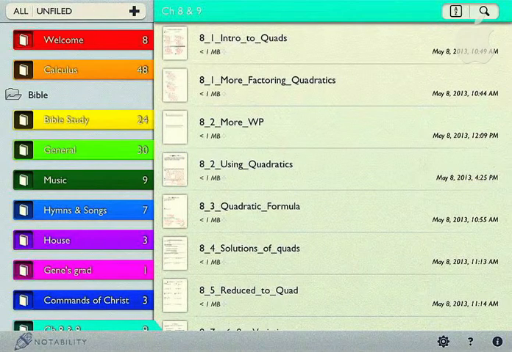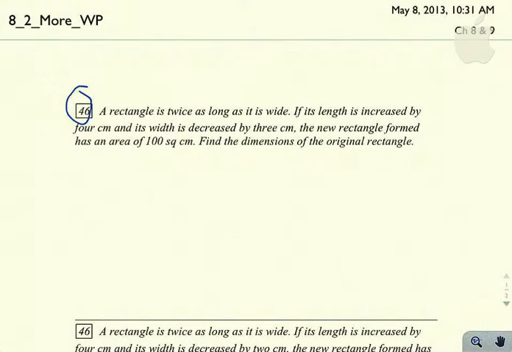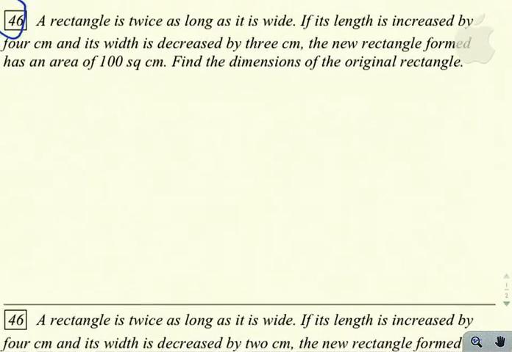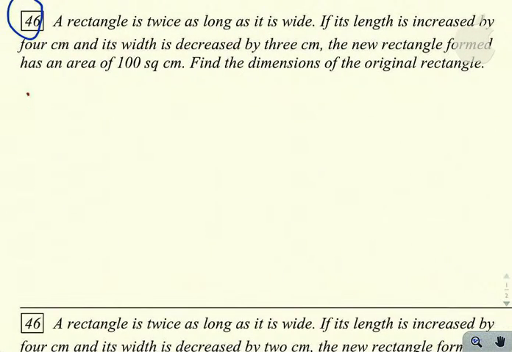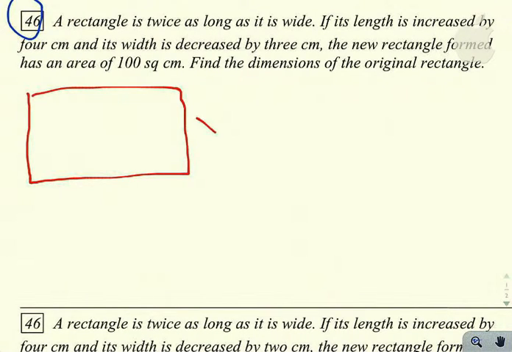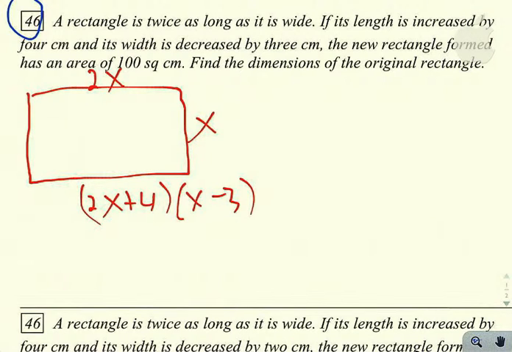Now let's go to more word problems. This time we'll do number 46. A rectangle is twice as long as it is wide. If the length is increased by 4 and the width is decreased by 3, the new rectangle formed has an area of 100 square centimeters. Find the dimensions. Well, let's fill out the left side.